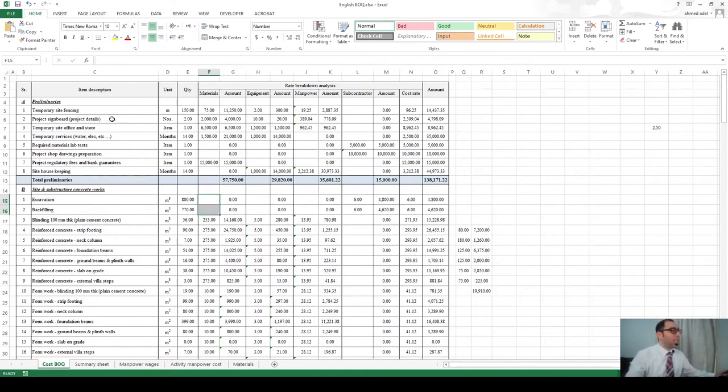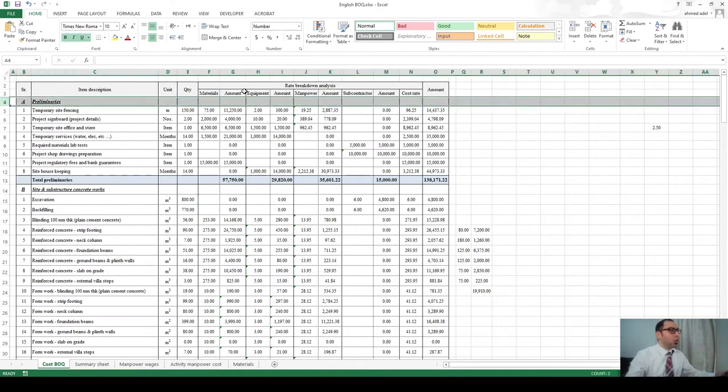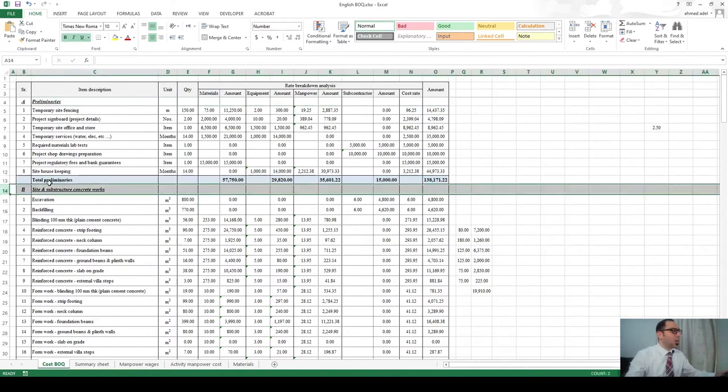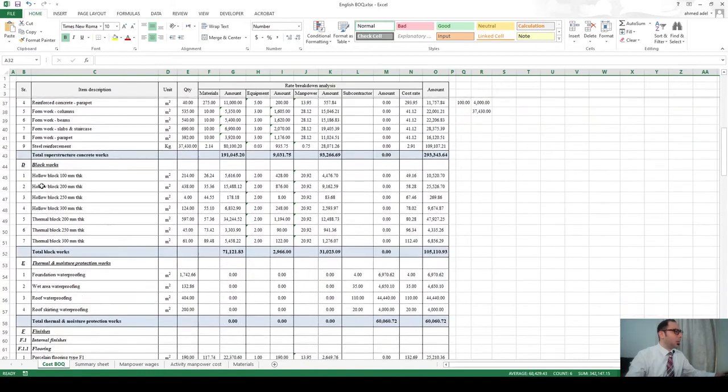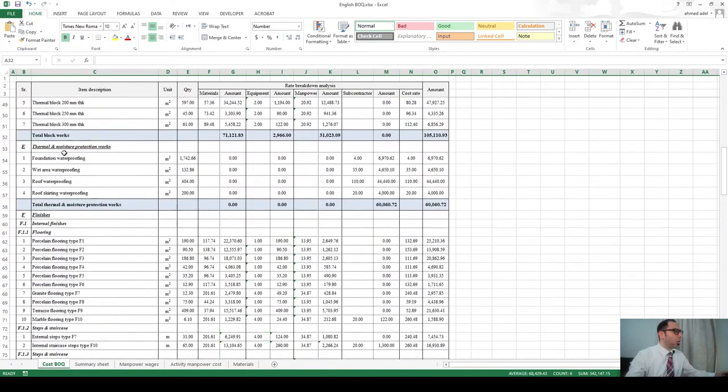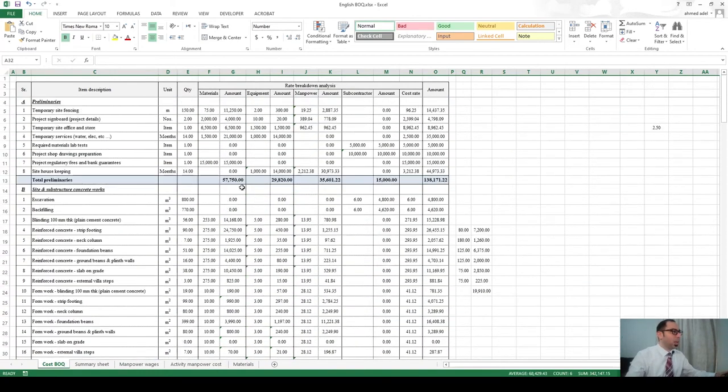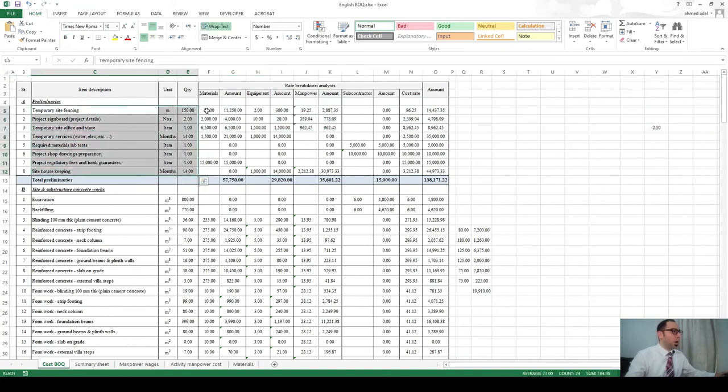So if we go to the BOQ divisions, which we have here, prelims, then site works and concrete works, and then we have again superstructure works, block work, thermal and moisture, finishes, and all of that. Now, if you can see, guys, for each and every BOQ item, I put here how much the material of this item will cost me. So the material rate multiplied by the quantity will give me the amount of materials required for this item.